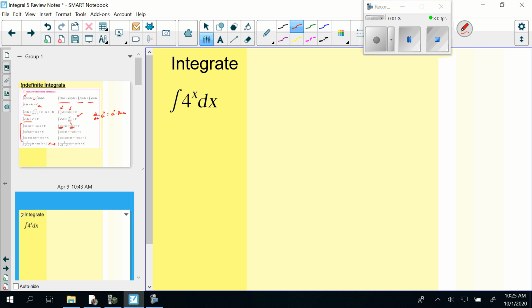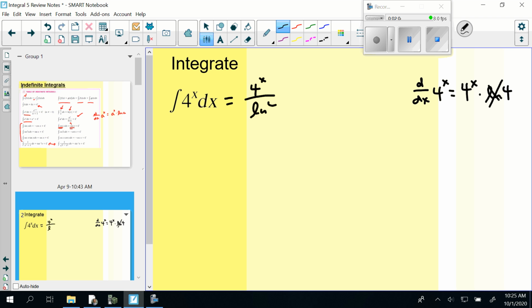They want us to integrate 4 to the x, and so if we were to do the derivative of that, it'd be 4 to the x times natural log of 4. So if we want to go the opposite way, and end up with just 4 to the x, we don't want this natural log 4 here, so then it has to be over it. So it'd be 4 to the x over natural log 4. Plus there could be some constant here as well.